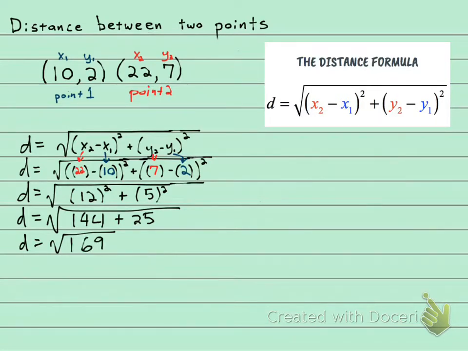And you can use your calculator if you need to. Hit the second square root, 169 equals 13. So the distance is 13. Okay, when you take the square root of 169, you don't need that radical anymore. It's just 13, not square root of 13, just the number 13.